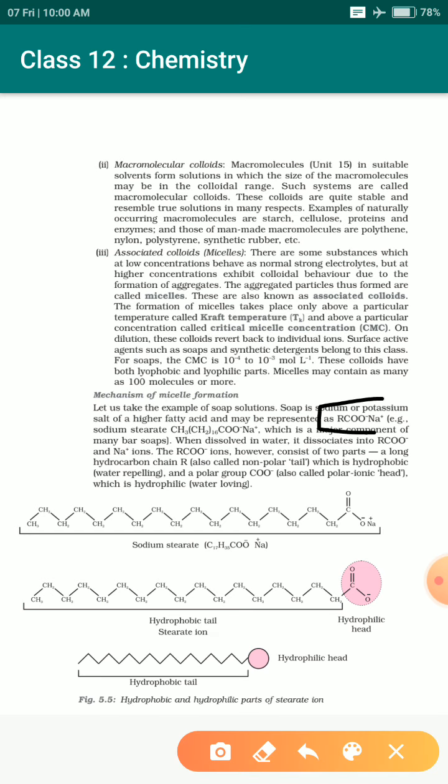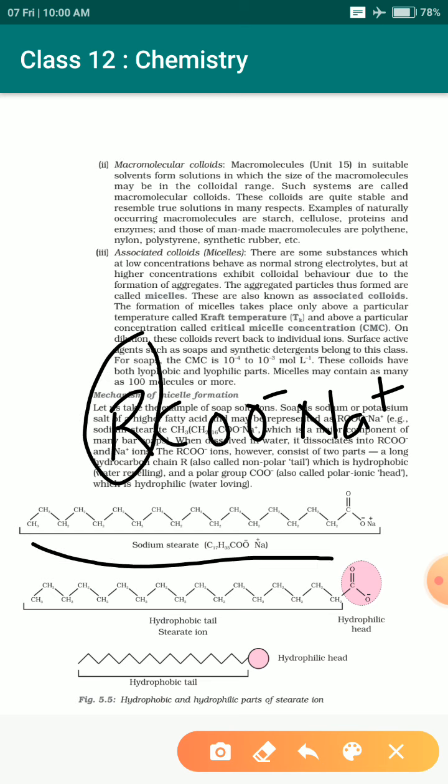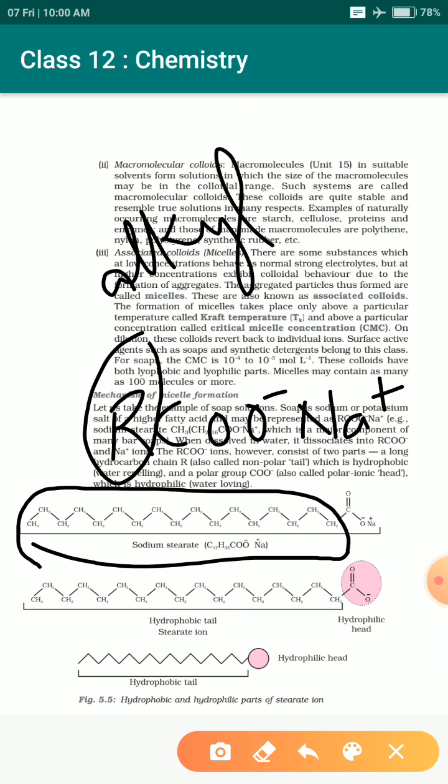This is the general representation of how we represent a soap. You can see it here. This is actually a soap structure. This long lengthy structure can be represented in short as RCOO minus, where R is this complete group. This is the R group, or the alkyl group. We have a chapter regarding alkyl groups in the second part of chemistry, and we will discuss it at that time.